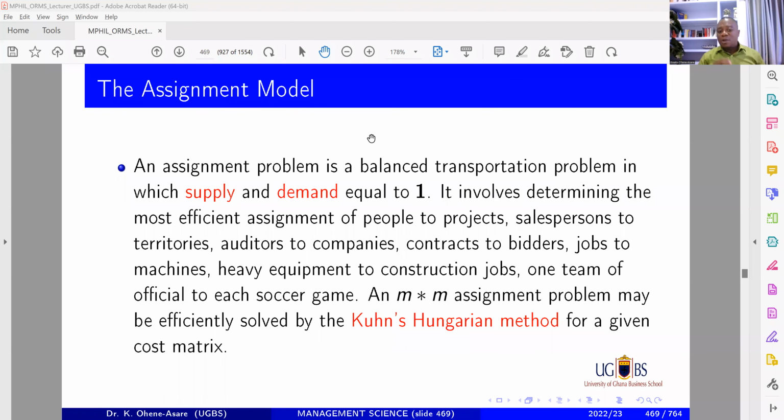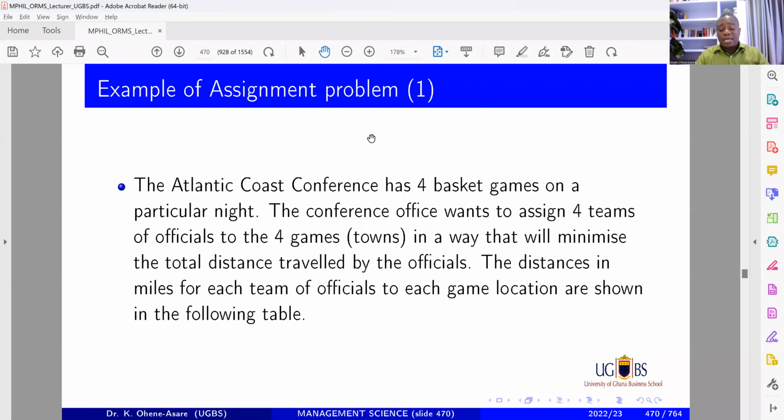So the key point is that you want to find an efficient assignment of people to the game, or of projects, or salespersons to a territory, or, if you have a number of auditors, which auditor should go and audit the account of which company? And things like that. That's what this one actually does. But the best way is to give you an example. So let's take this quick example.